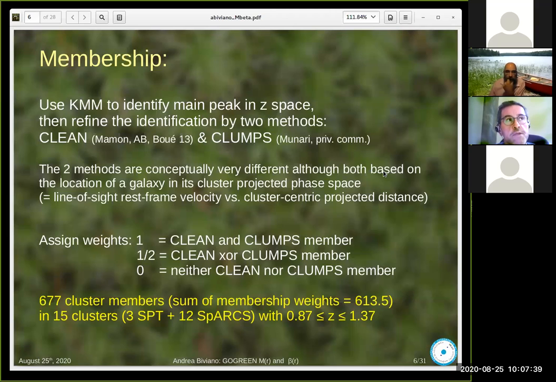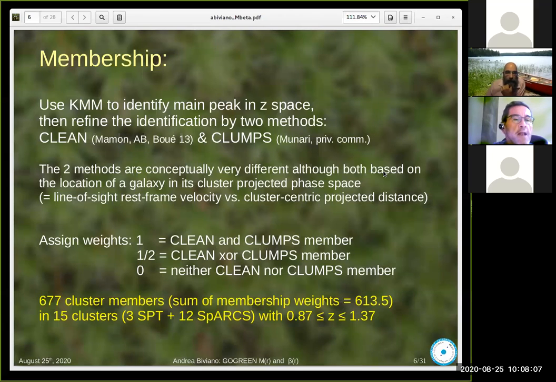That's why we need the center and the centering velocity. And we're using two methods which both use this projected location in projected phase space, but they are very different conceptually. Basically, one uses models for mass distribution, and the other uses no models, but just a non-parametric approach to the identification of gaps in this projected phase space.